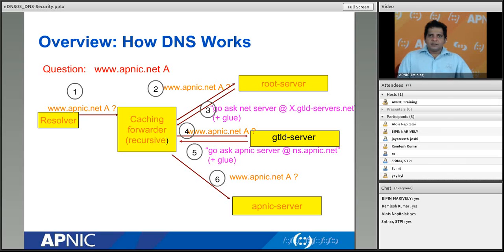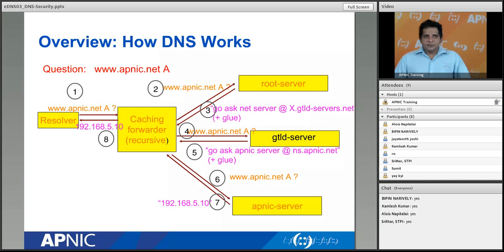Now this name server is the authoritative server of APNIC, because the record that we are looking for, the www record, is in the apnic.net zone. So the APNIC authoritative servers should be able to give the answer about the www record, or the A record, and return that to the recursive server. The recursive server gets the answer and then passes it back to the client, in other words to the resolver.